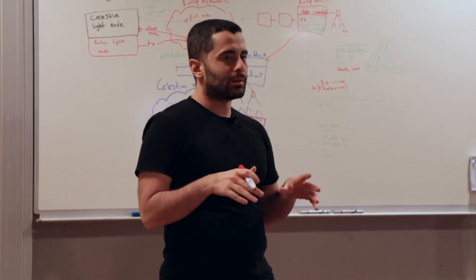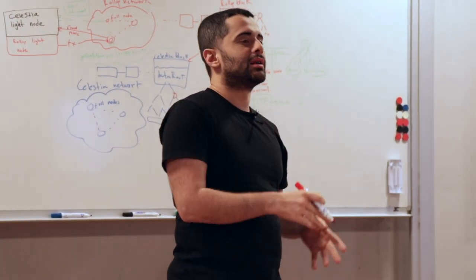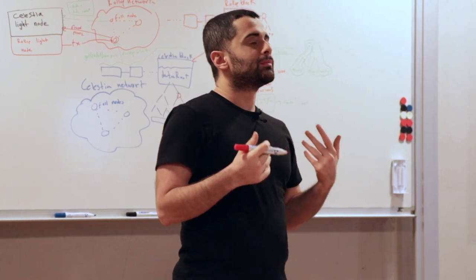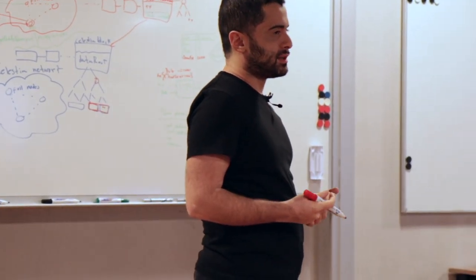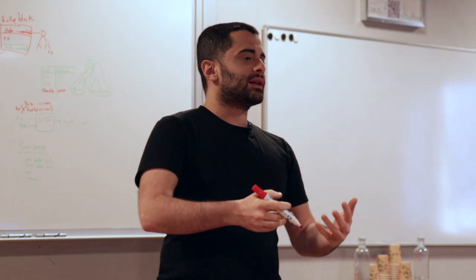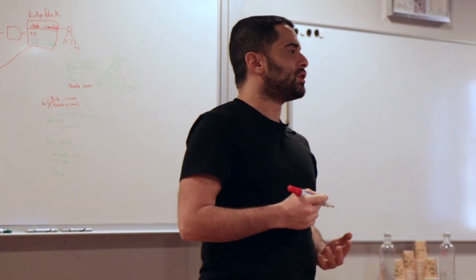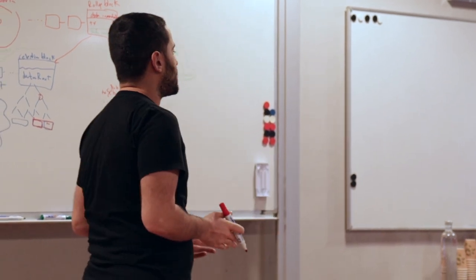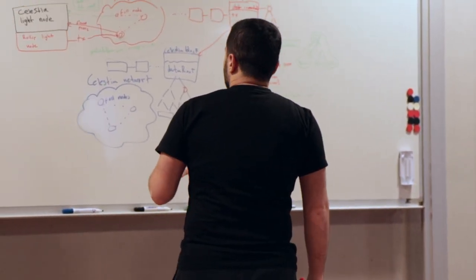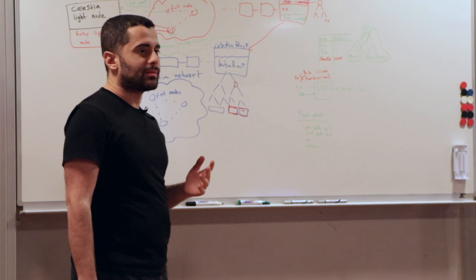This is why rollups need a data availability layer, because rollups can't be responsible for their own data availability, because then you have to trust the rollup operator. And the whole point of rollups is that you shouldn't need to trust the rollup operator. So, does that make sense so far?